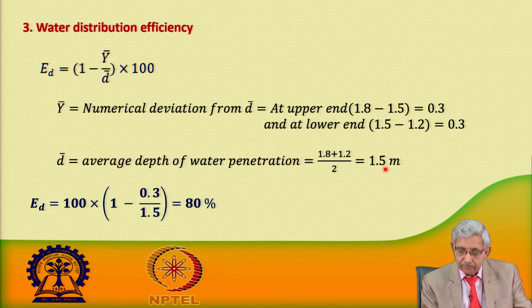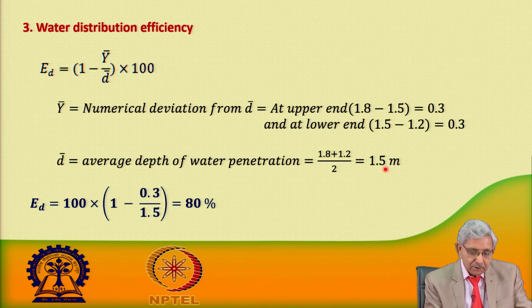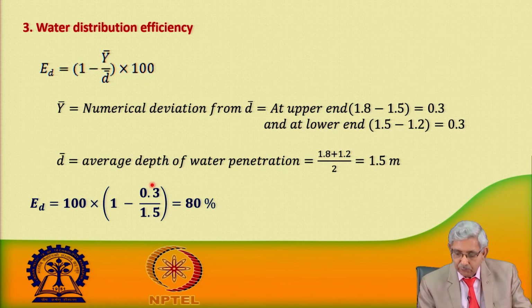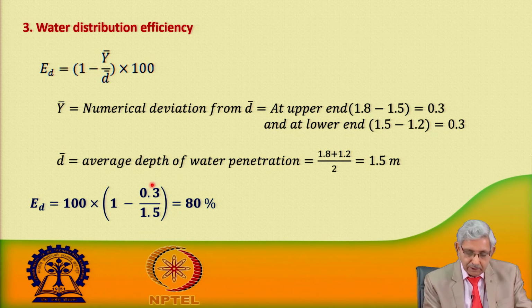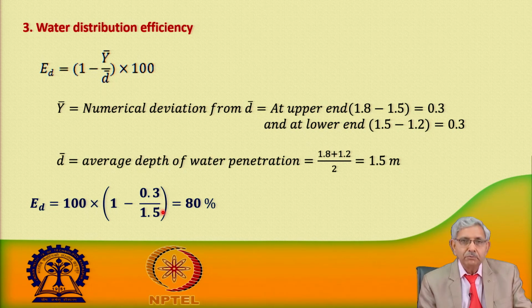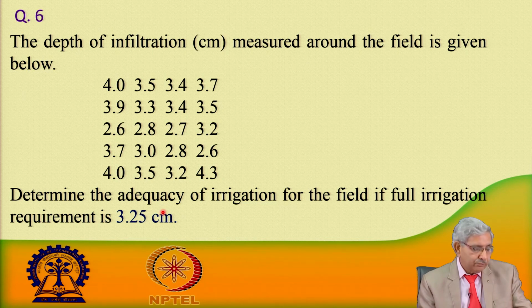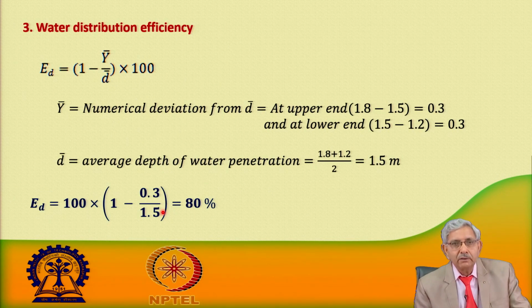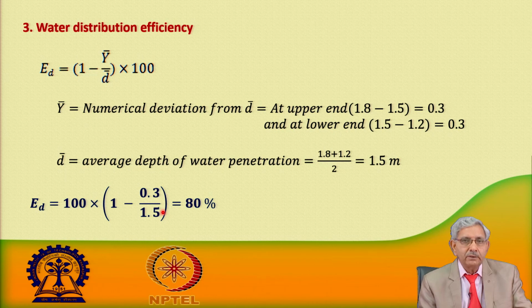So, this numerical deviation y bar is 1.8 minus 1.5, which is 0.3, and the average value d bar is 1.5. So, water distribution efficiency is 80%. This way, in the problem, we calculated the conveyance efficiency, we calculated the water application efficiency, and we calculated the water distribution efficiency.